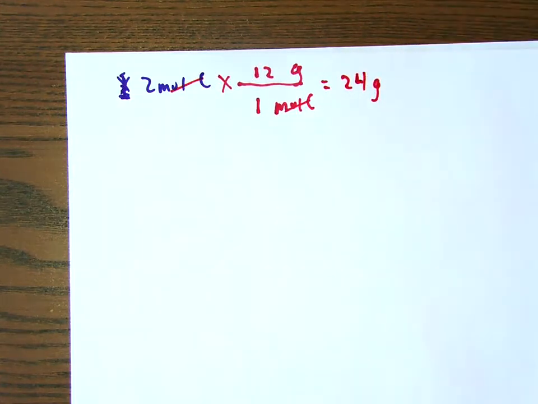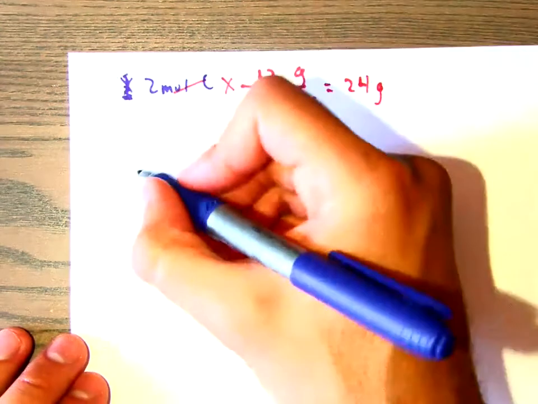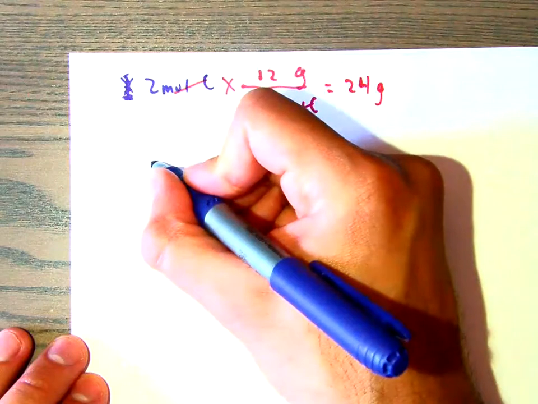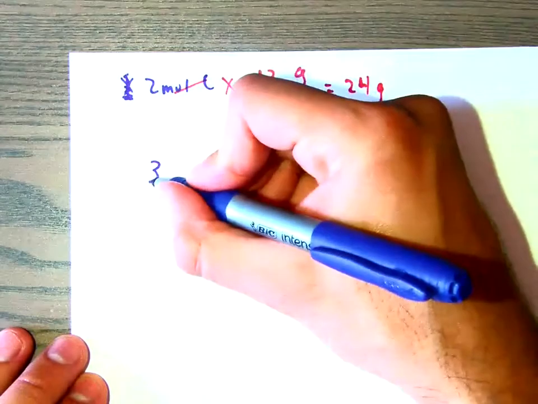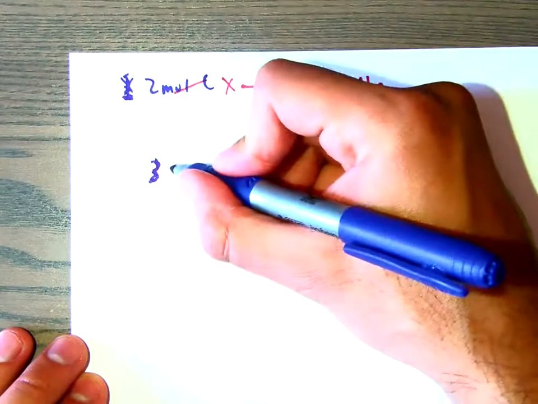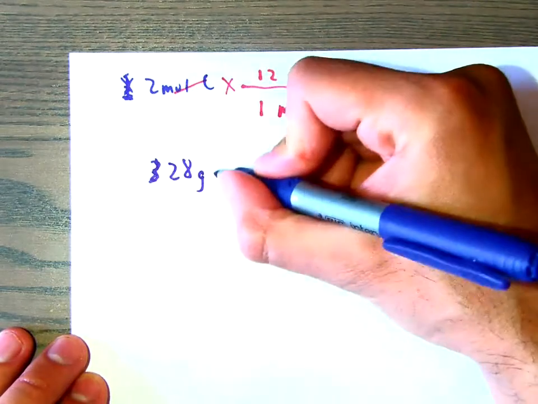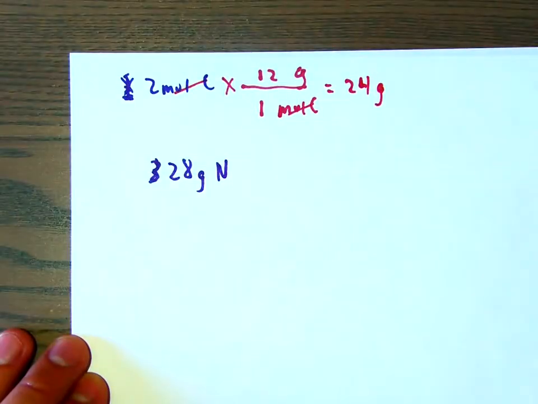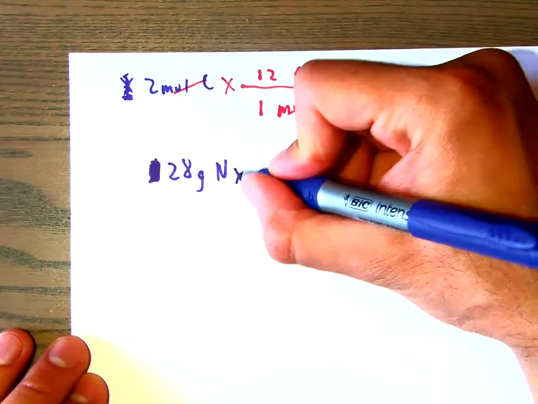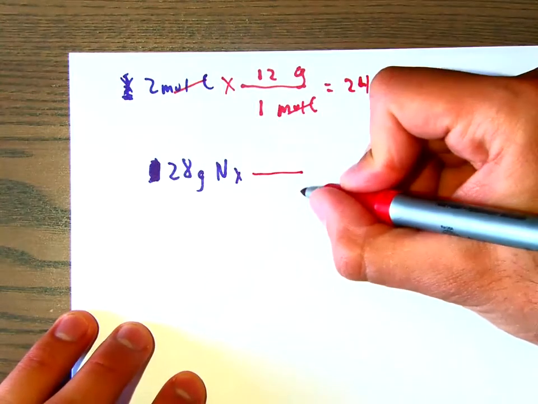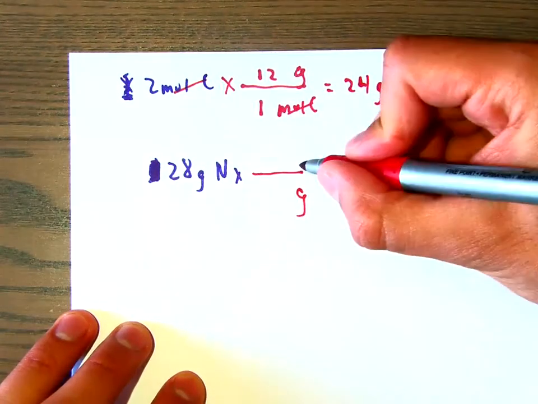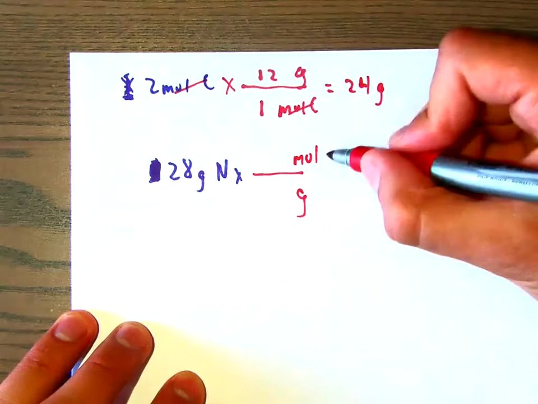All right. Let's say we're doing the opposite. Let's say I have 28 grams of nitrogen, and I want to convert that into moles. So I multiply by a fraction. Grams go on the bottom, that's what I'm starting with. Moles is what I want, so that goes on top. Now I'm doing moles of N2.